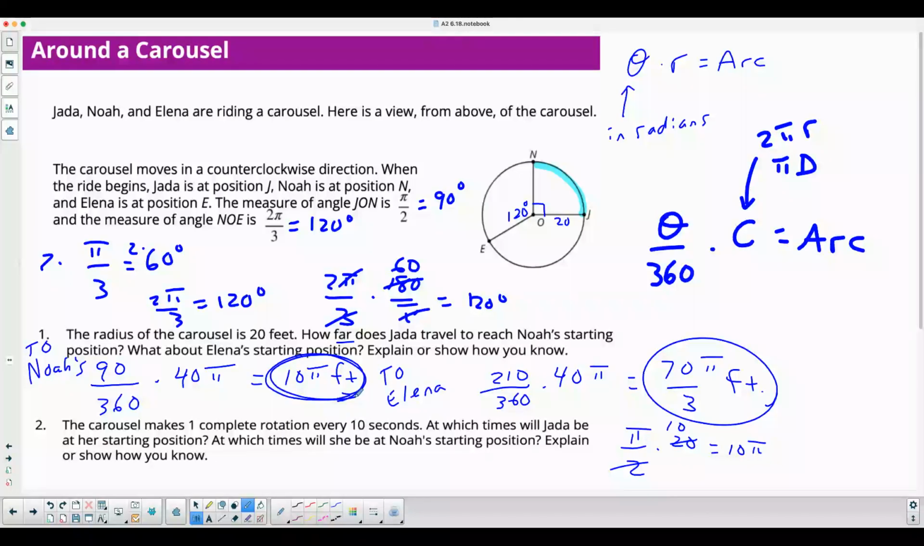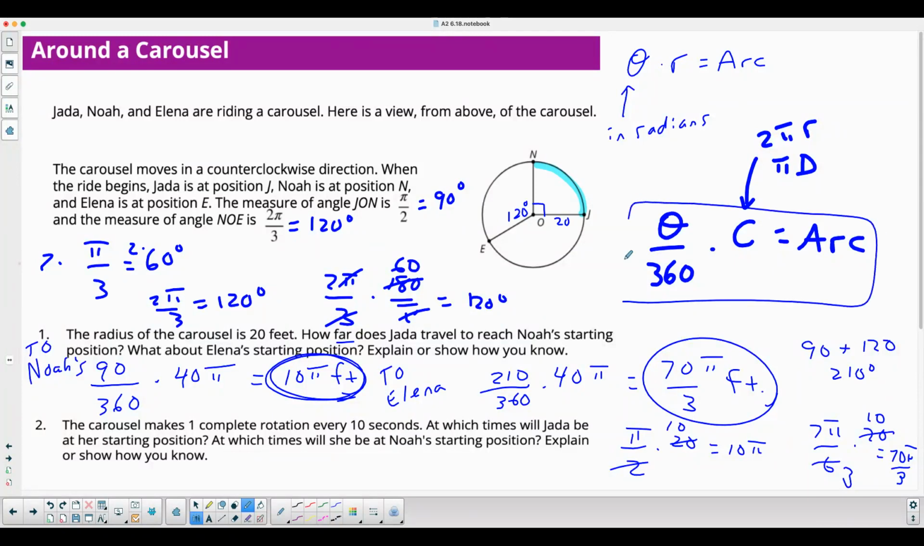Then the other one would be 7 pi over 6 if I were to do 90 plus 120. That's 210 degrees, which is 7 pi over 6 times my radius of 20. And that ends up giving me the same thing, 70 pi over 3, which is what I had. But you might not know that formula. I'm guessing this one here you're probably more familiar with, but either way.